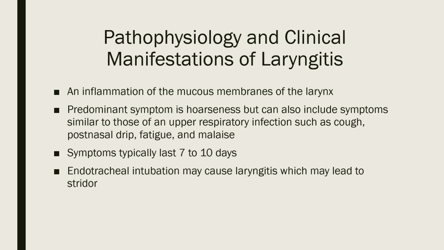So, the pathophysiology and clinical manifestations of laryngitis. It is an inflammation of the mucous membranes of the larynx. Predominant symptom is hoarseness, but can also include symptoms similar to those of an upper respiratory infection, such as a cough, postnasal drip, fatigue, and malaise. Symptoms will typically last 7 to 10 days. Endotracheal intubation may cause laryngitis, which may lead to stridor.